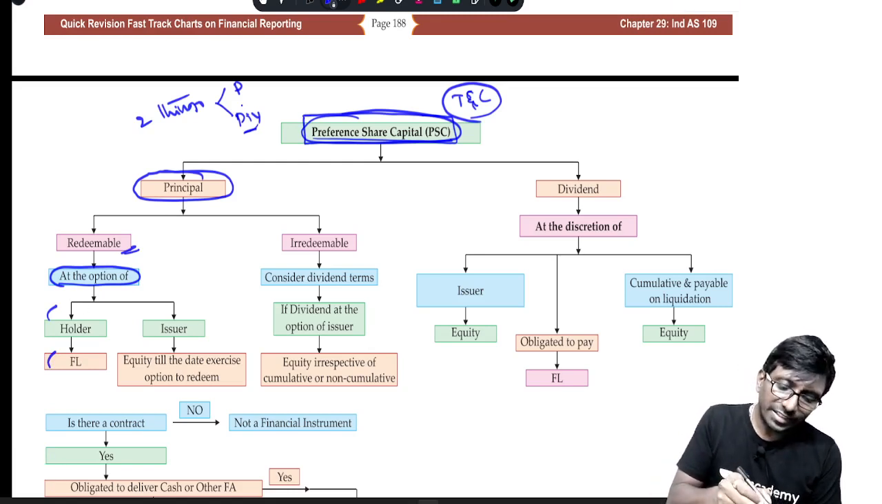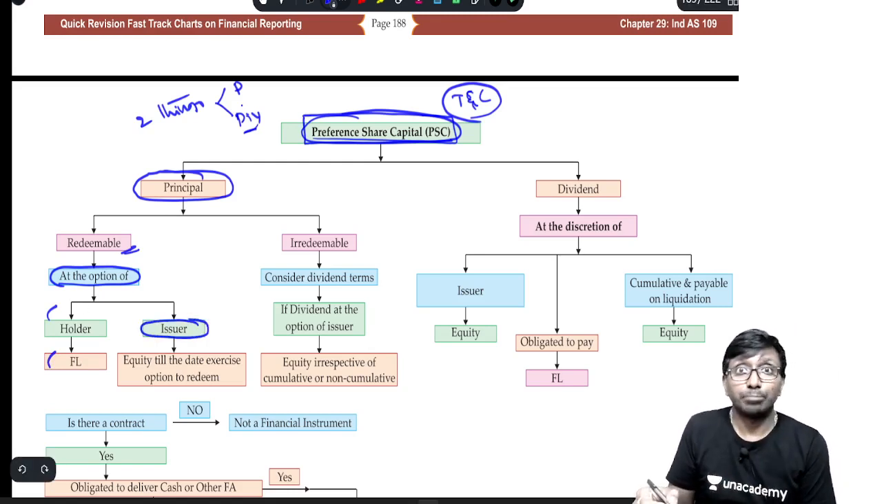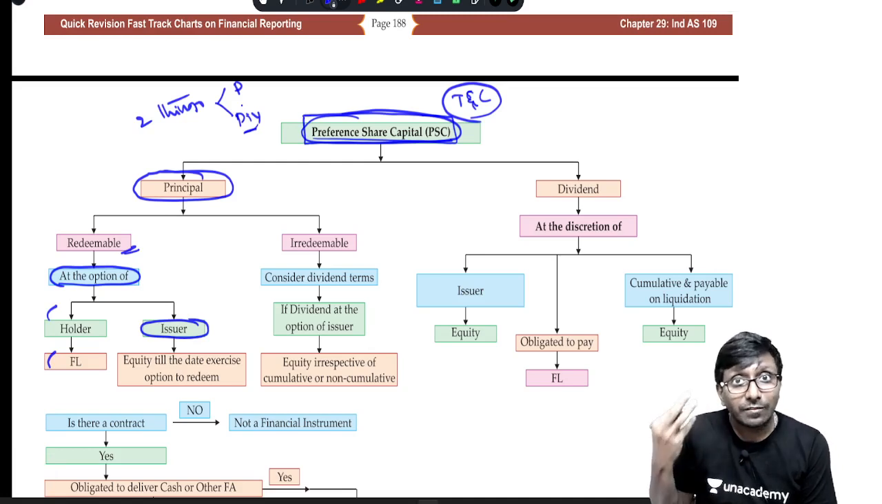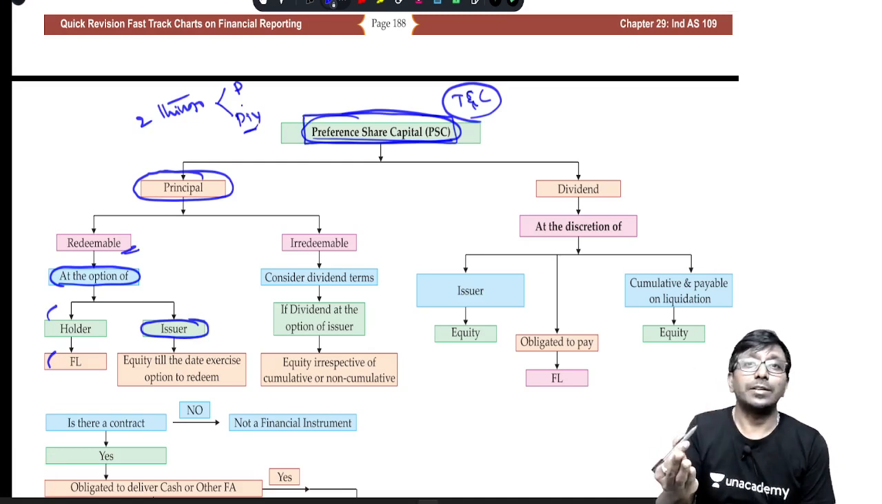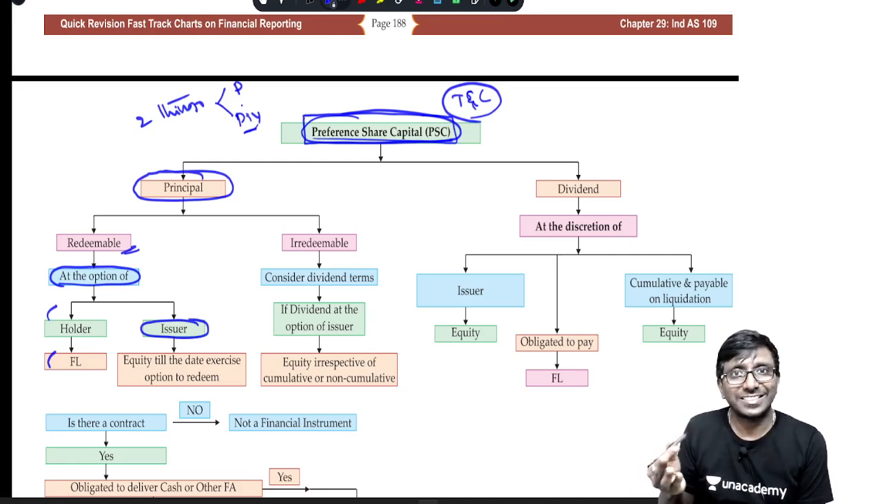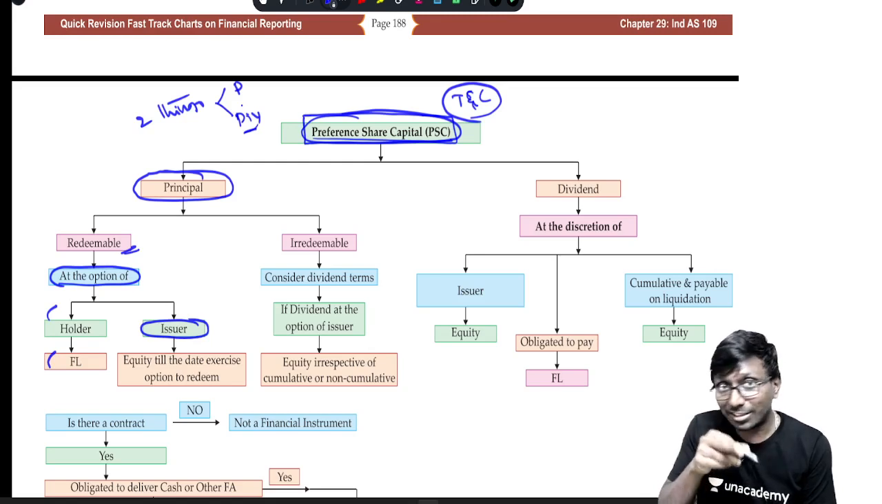Now, what if it is in the hands of the issuer? It means the entity can redeem it whenever they feel like it, that's up to me. In that case, it is not... I mean, what does it mean?